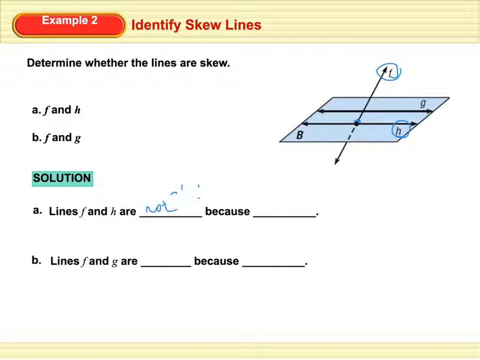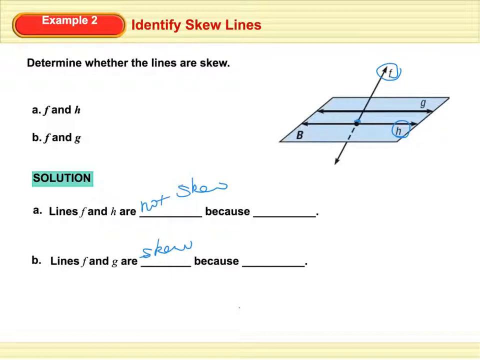Sorry, even I have to rewrite this. These are not skew because they intersect. And then F and G, obviously, they are skew. They are skew because they meet the triple null criteria. They're not on the same plane.